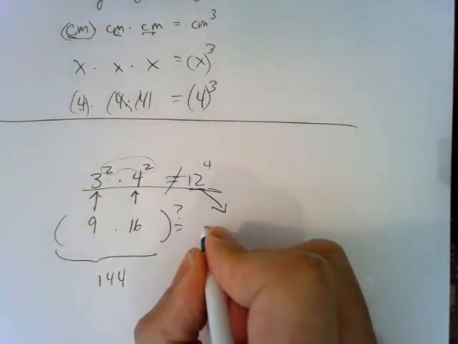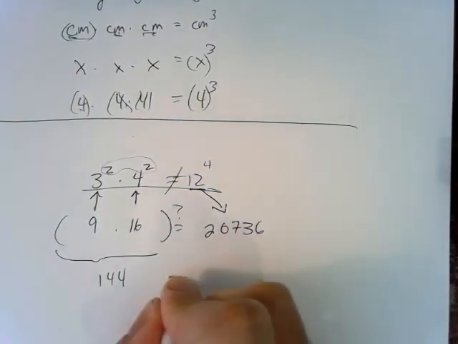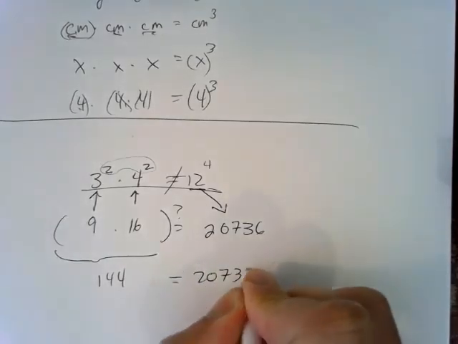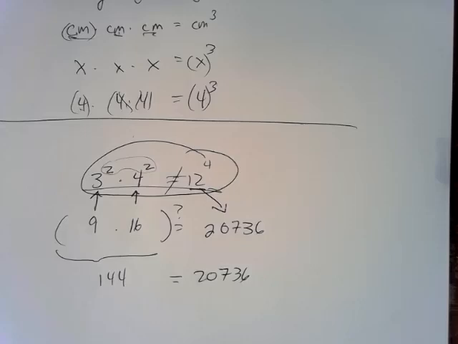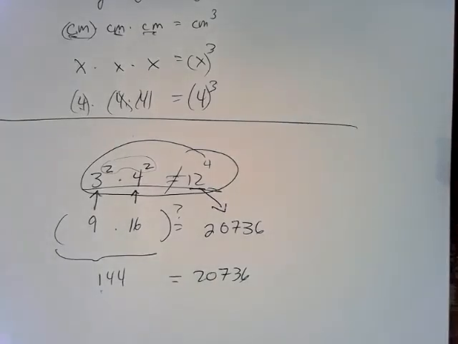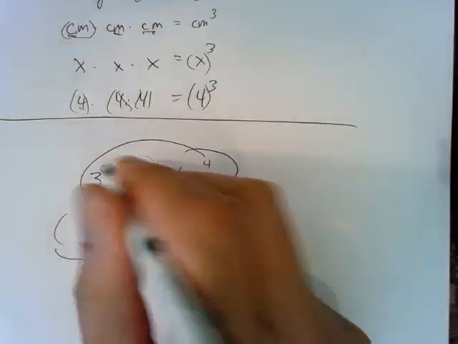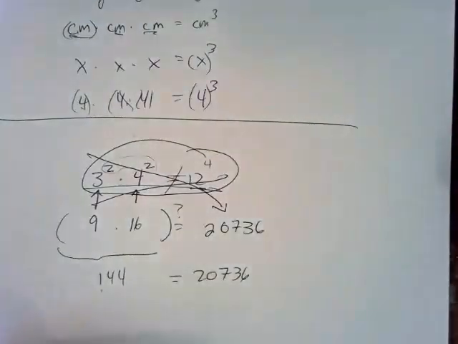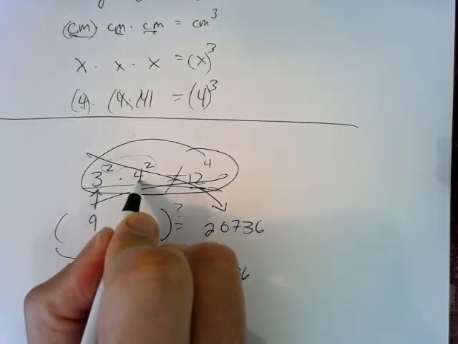And 12 raised to the 4th power is 20,736. So we would be saying, if we assert that this is the correct thing to do mathematically, that 144 is equal to 20,736. Clearly not right. Okay, so this is not legitimate to do. And the point that I'm trying to make here is that this and this have to be the same number.